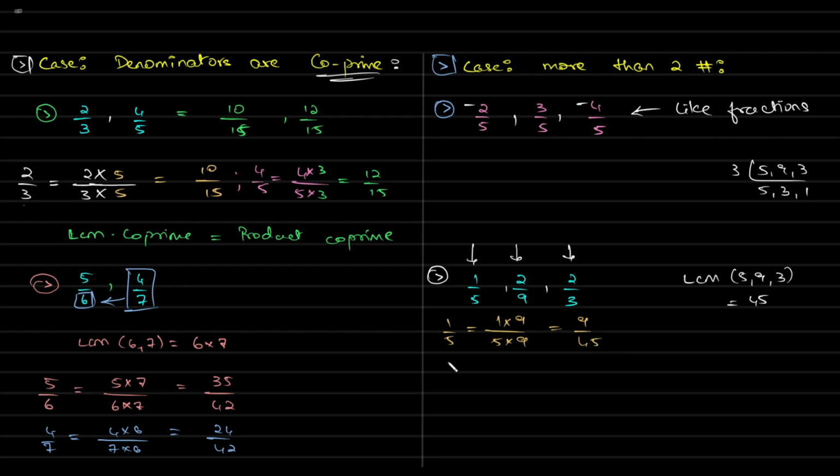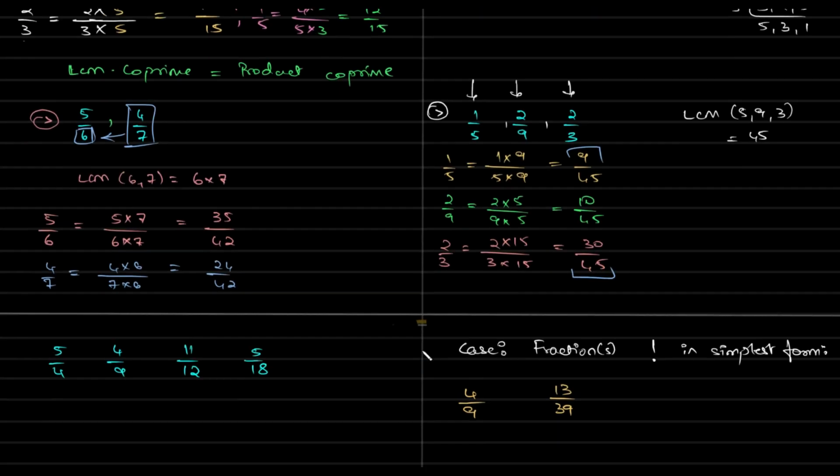And the next one we have 2 by 9. 2 by 9 is to be multiplied with what? Yes, you guys are right. 10 by 45. And the last one, 2 by 3. And now, what do we need to multiply with? Yes, it is 15, 30 by 45. And now we have the given fractions to be like fractions. We converted that. Okay, so again all of this helps in addition and subtraction.